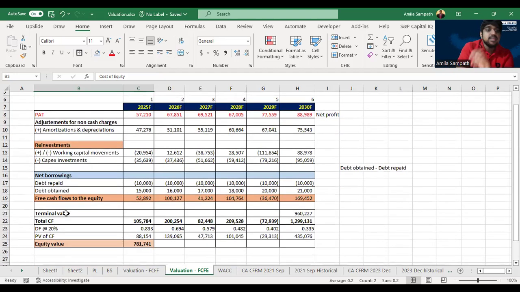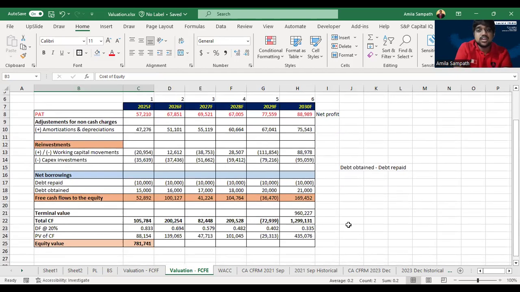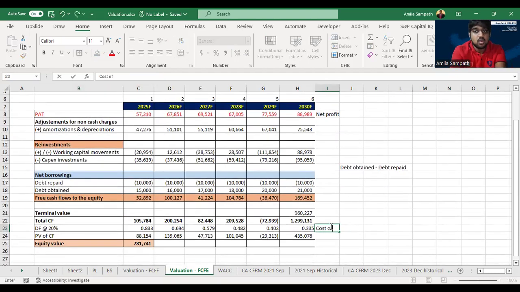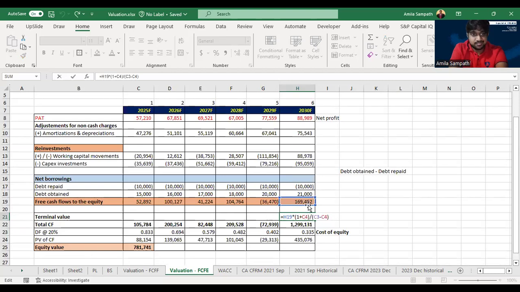Therefore, when we calculate the present value, here we need to use what? Only the cost of equity for the discounting purpose. As well as when we calculate the terminal value, I hope you can remember how we calculate it: explicit year-end free cash flow multiplied by 1 plus g, divided by the cost of equity minus growth rate. You need to replace WACC by the cost of equity.